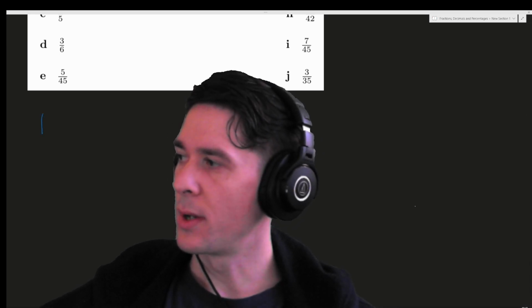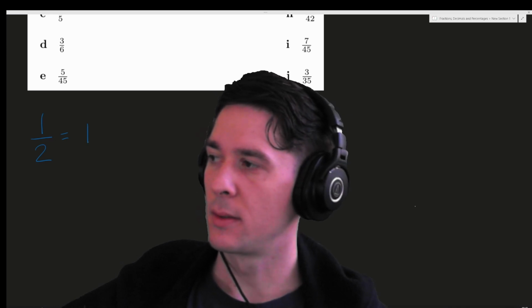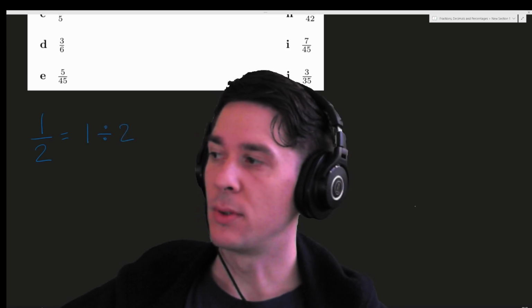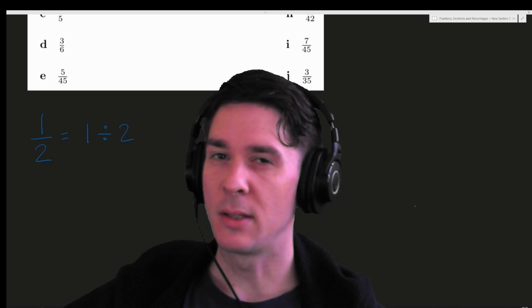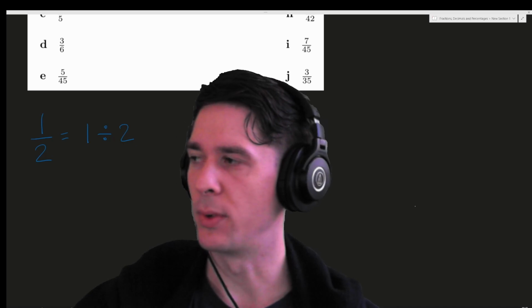The fraction 1 over 2 is equal to the division 1 divided by 2. You'll even notice that the division symbol looks a bit like a fraction. We have the middle bar, something above, and something below. So this is an easy way to help you understand this connection and maybe to help you remember it.